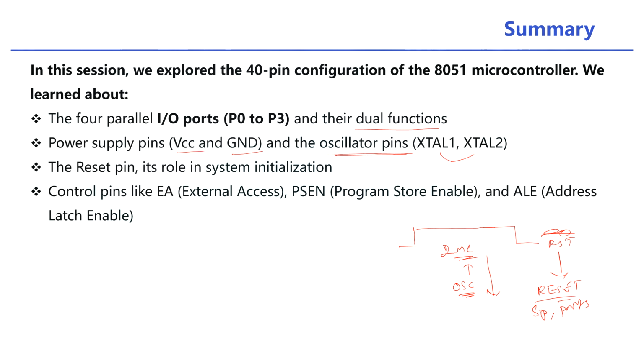Then we discussed control pins like EA bar, PSEN bar (program store enable), and ALE. EA bar is for whether you are using complete external memory or internal plus external memory. The program store enable is used to access the external program memory only, and ALE is used to demultiplex the address and data bus.